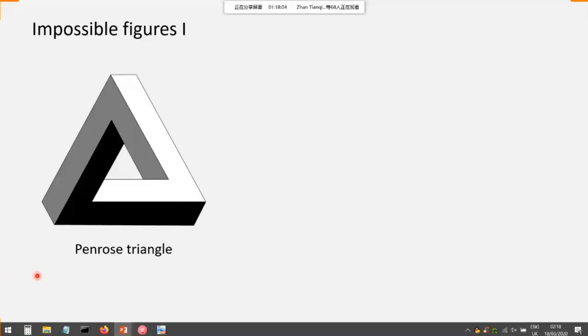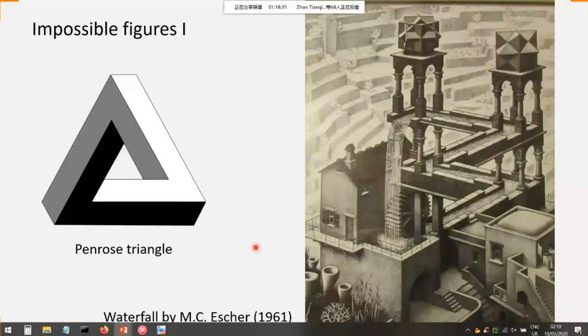Another group of cognitive illusions are the impossible figures, like the Penrose triangle. I'm sure you have seen such figures before, but keep in mind that this is a different kind of illusion compared to the bistable figures. So the impossible figures and the bistable figures, these are two different groups. There are many famous examples from Escher, an artist. I think he was from Belgium.